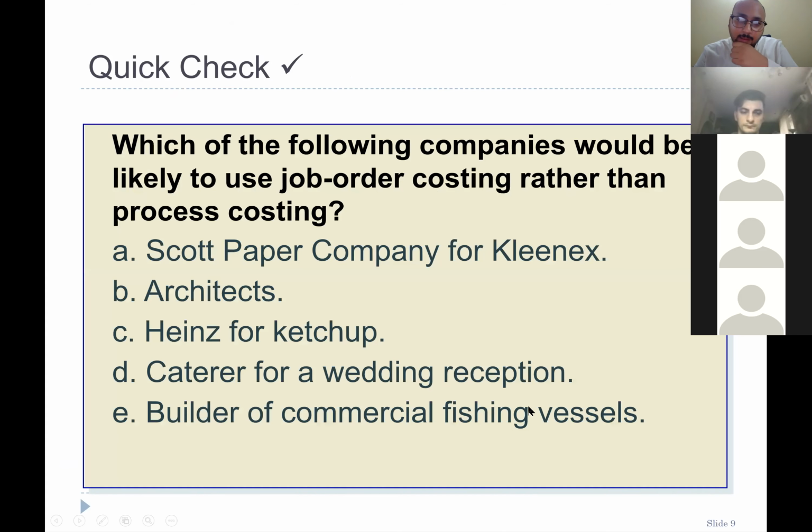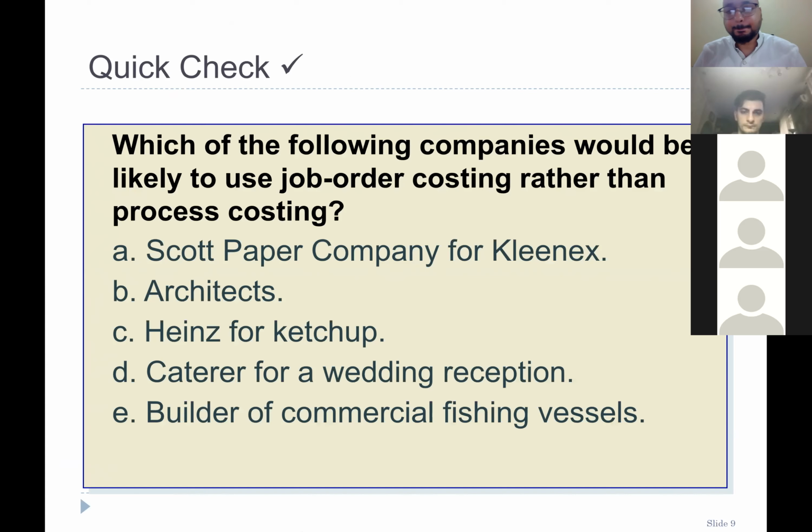So if you understand process costing and job order costing, please identify which companies would be likely to use job order costing rather than process costing.